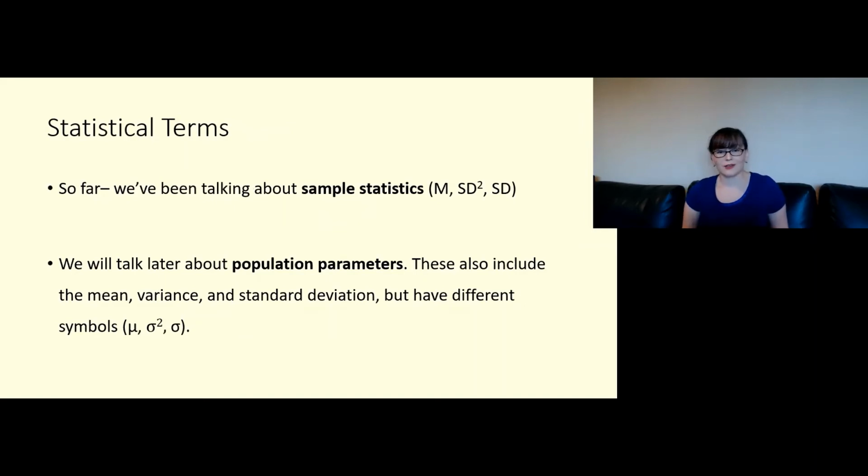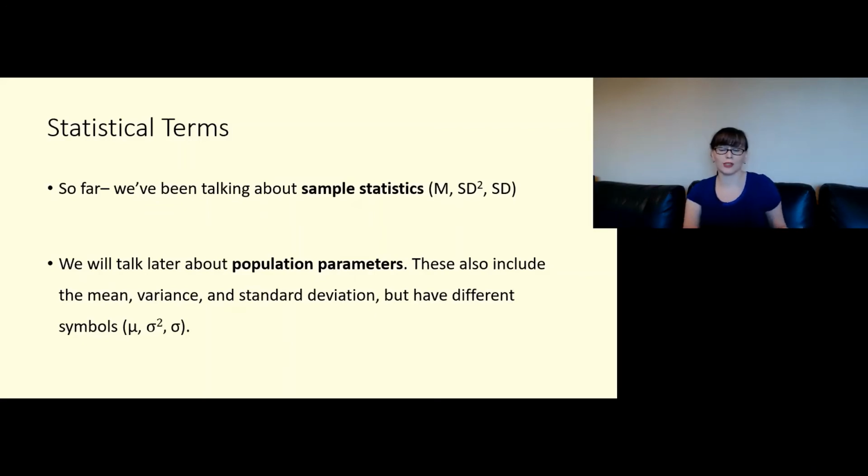Thinking about samples and populations, one of the ways that we'll be marking this as we move forward is in these symbols as we talk about these statistics. And so we've already talked about sample statistics. We had these symbols, things like M and SD and SD squared, that were the symbols that we used to show our statistics when we talked about mean and variance and standard deviation beforehand.